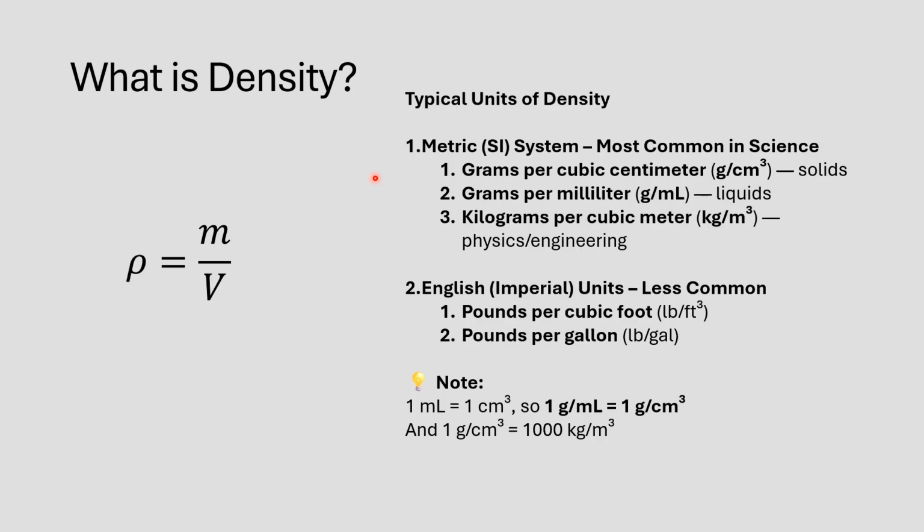In the SI or metric system, we're talking about grams per cubic centimeter. That's what we're going to be dealing with today in this video. Or it could be grams per milliliter for liquids, or kilograms per cubic meter, which is what we see a lot in engineering and physics. The English units of density are pounds per cubic foot or pounds per gallon. And here are some conversions. The one we're interested in here is 1 gram per cubic centimeter equals 1,000 kilograms per cubic meter.